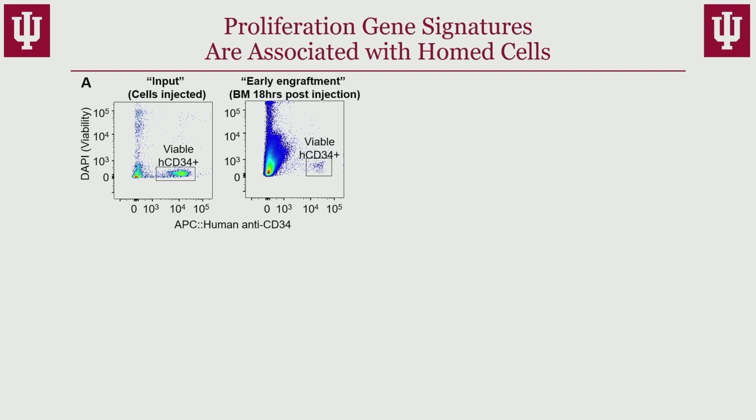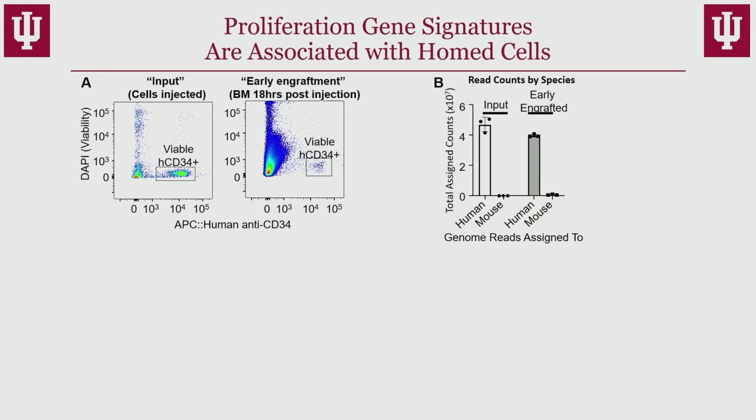I'm showing here just a representative FACS plot showing that we were able to isolate human hematopoietic cells, and just to confirm that we are actually sequencing the human hematopoietic cells and not the mouse recipients, these are the reads that are associated with the human genome versus the mouse genome. You can see we were obviously sequencing the human cells, and so we're very confident that the signature is actually associated with those human hematopoietic cells.